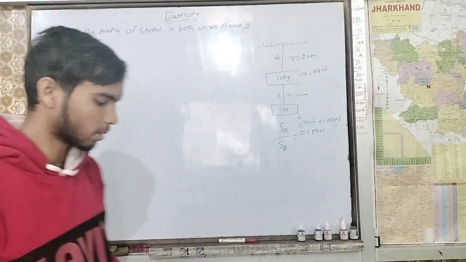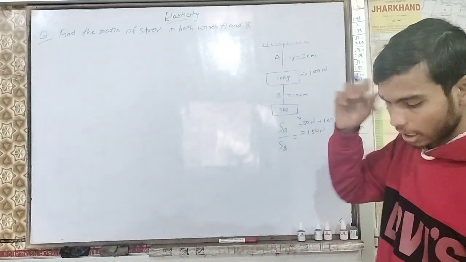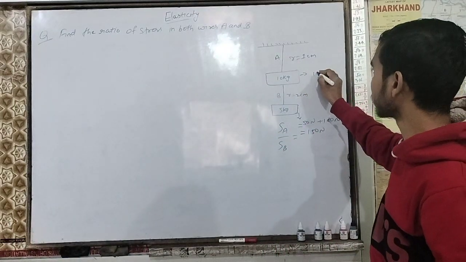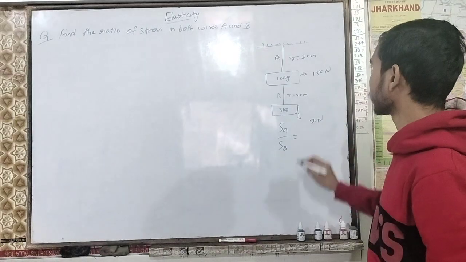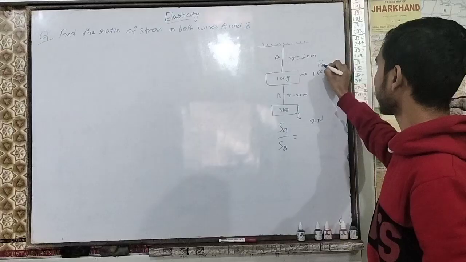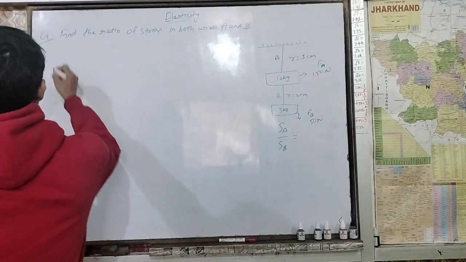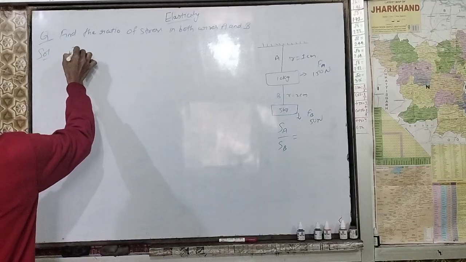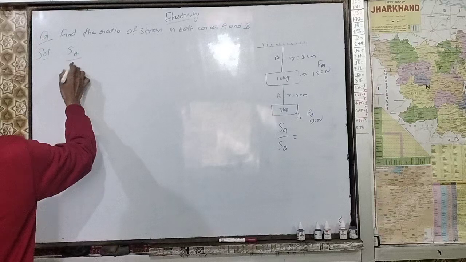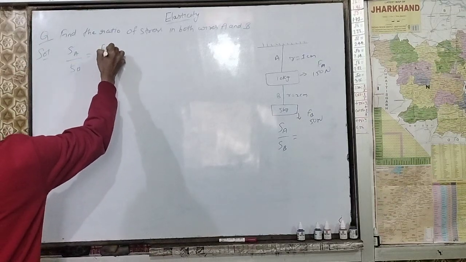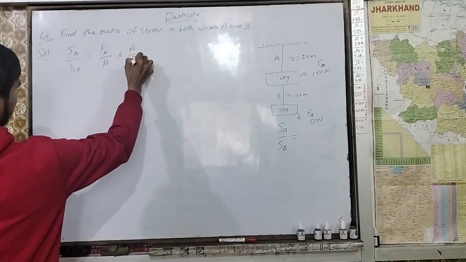It is asking what? SA upon SB. Then just substitute the value of FA. So over here, try to understand. This will be 150 Newton, and it will be 50 Newton. FA and FB. Okay. So you can say SA upon SB is equal to FA upon A multiplied by A upon FB.